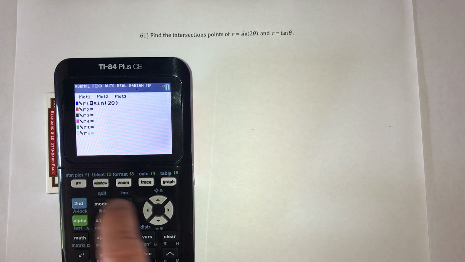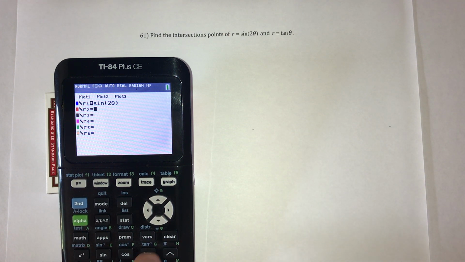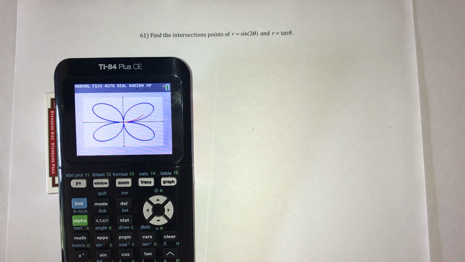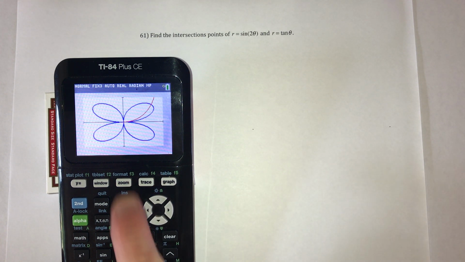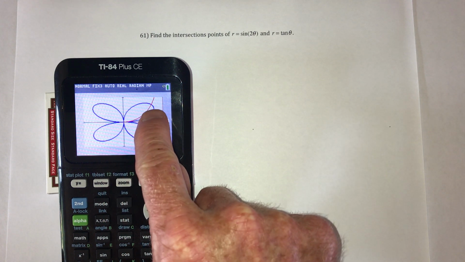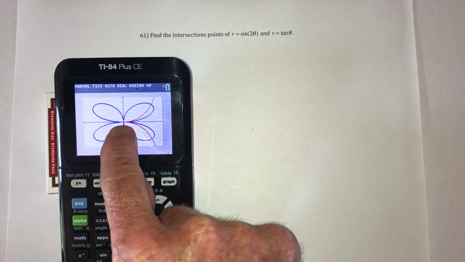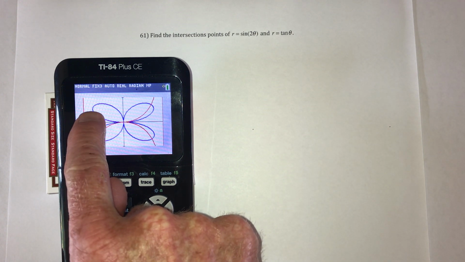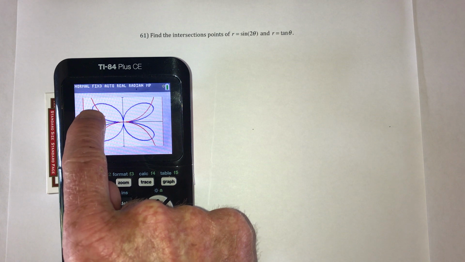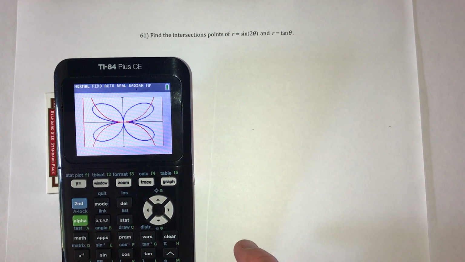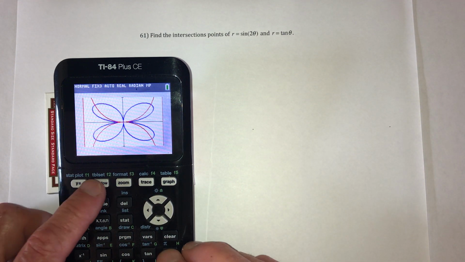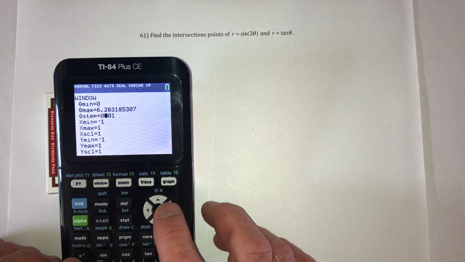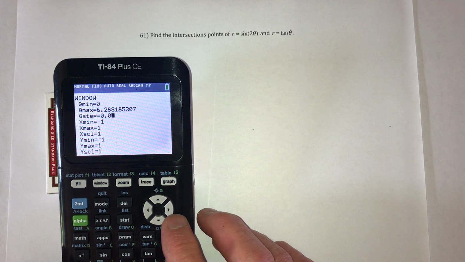And then go to y equals and put tangent of theta. And do they intersect? So it looks like they intersected right there, right there, right there, right there, right there, and right there, and right there. But did they get to those places at the same time? So to find out, I just need to change one of these numbers, and that will force the calculator to regraph them.